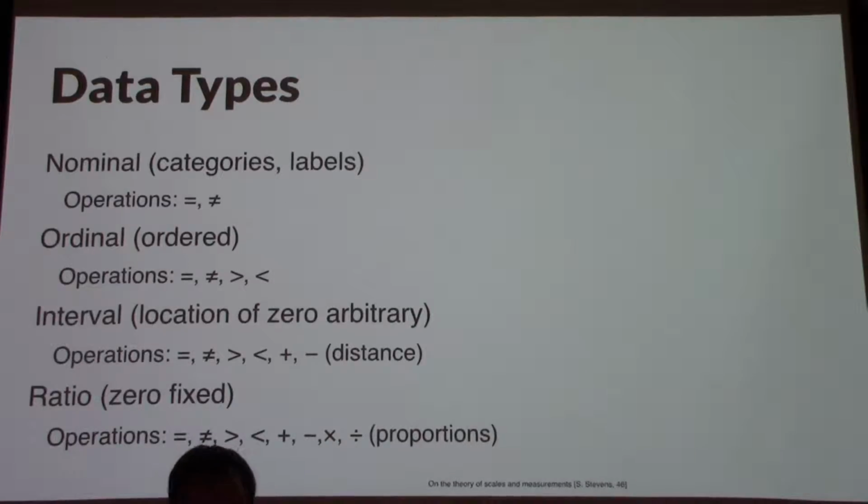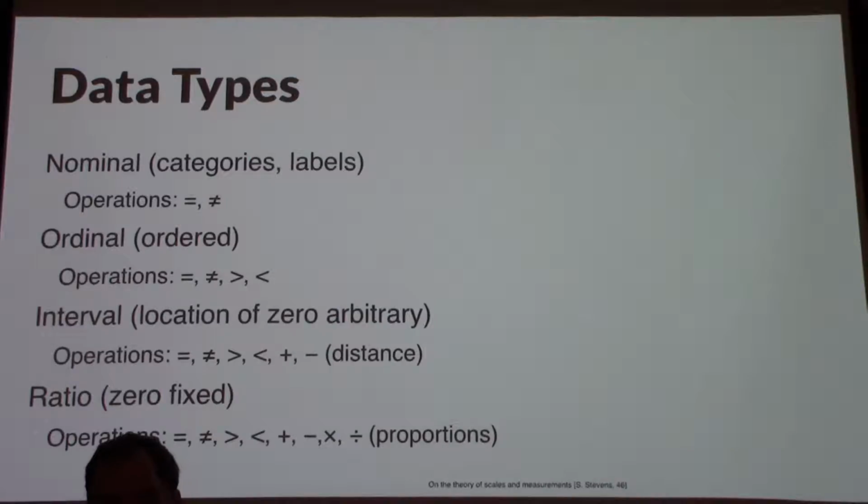So here's a list of operations that you can do. Again, just to repeat this, for nominal data, you can check for equality or inequality. For ordinal data, you can check for equality, inequality, greater or smaller than. For interval data, you can do addition and subtraction in addition to that. And for ratio, you can do all of the mathematical operations, including proportions.